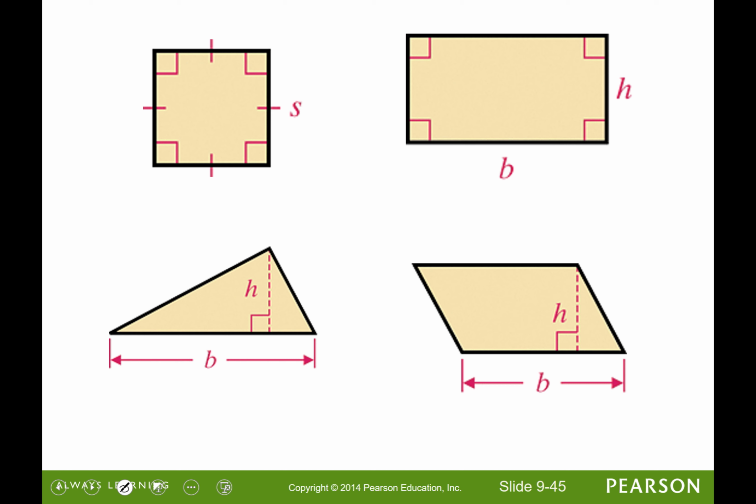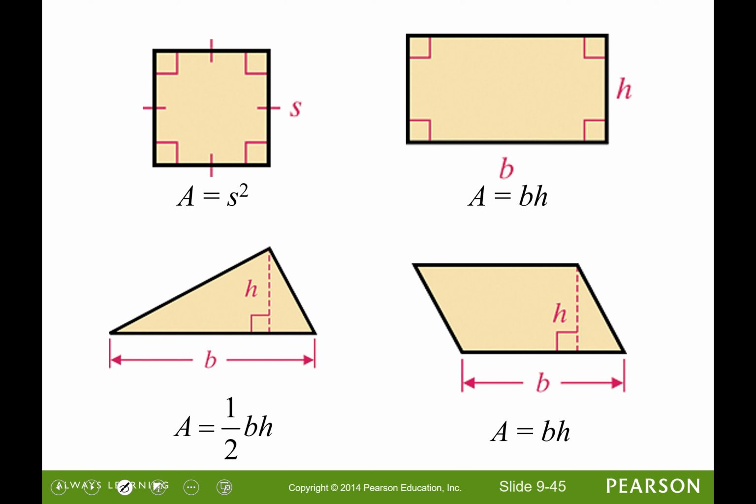Welcome back. Let's see how you did. If you came up with area equals side squared for the square, you got it right. Area equals base times height for the rectangle, nice job. Area equals half the base times the height for the triangle. And last one, area equals base times height for the parallelogram. If you got all four, nice job. If you missed one, maybe the parallelogram, maybe you've seen that less frequently, no problem. Make sure you note it so that you can use it.